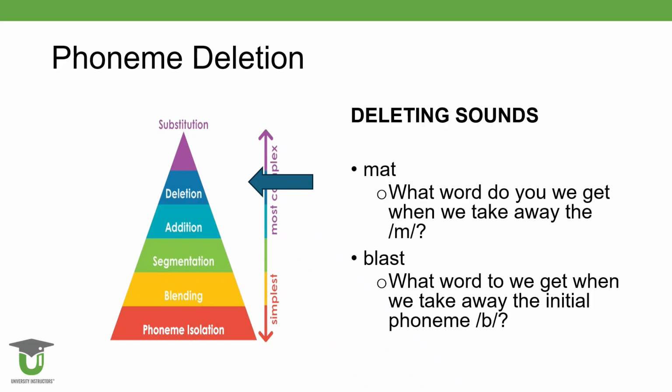Conversely, starting with the word mat and deleting the beginning phoneme creates the new word at. A more complex example of phoneme deletion might include removing one phoneme from a two-sound blend. Starting with the word blast and deleting the initial phoneme b results in the new word last.